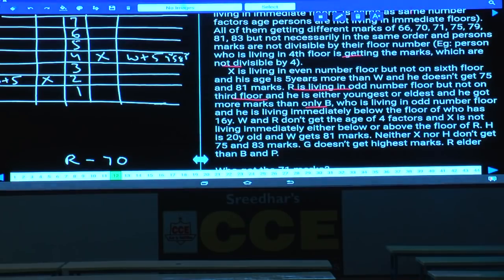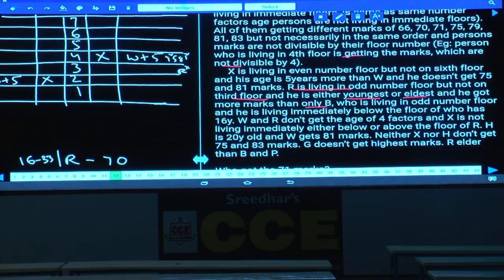R must get 70 marks, because R is living in an odd number floor but not on the 3rd floor. R cannot be on the 3rd floor. R can be either on the 5th, 7th or the 1st floor. And he is either youngest or eldest. What is the age of this person? Youngest is 16, and the eldest is 33. This person R can be either the youngest, 16, or 33.